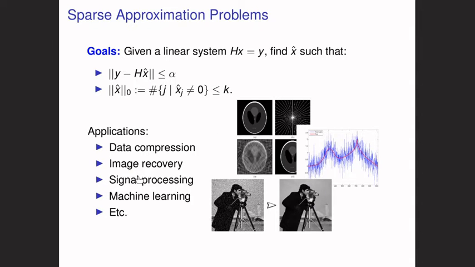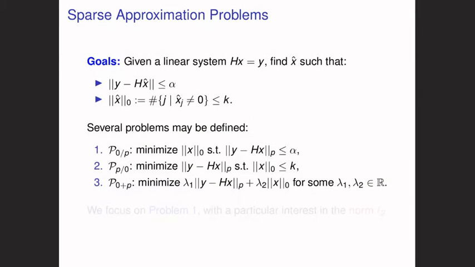These kinds of applications arise in image recovery, signal processing, machine learning, and a lot of other topics. In these settings, we can think of several problems. For instance, we can try to minimize the support of the solution, so the number of non-zero components, such that the error is bounded. Or maybe we can do the opposite: minimize the misfit error, allowing at most some number of non-zero components, so the sparsity is now bounded. Or we can try to minimize a weighted function, in a multi-objective way.